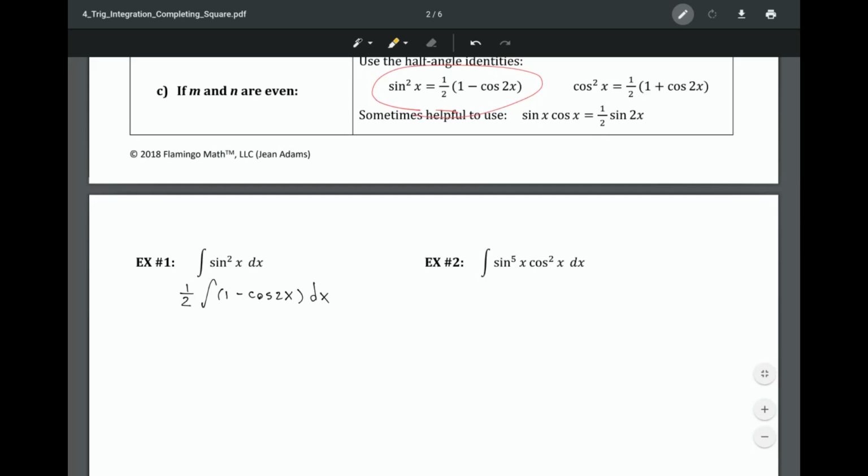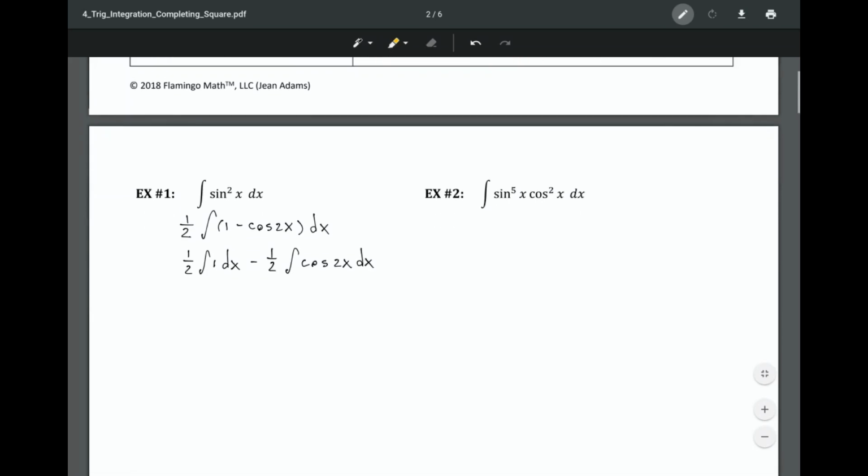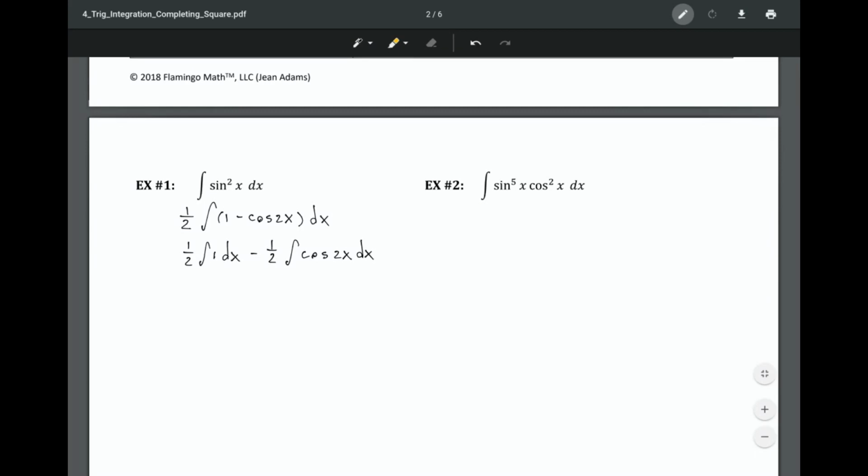If you wanted to, you can probably split this up into two different integrals, where you have 1/2 the integral of 1 dx minus 1/2 the integral of cosine of 2x dx. Some of you eventually are going to get pretty good at this, and you're not going to have to do substitution for something as simple as this. But for now, the left side is just going to be 1/2 x. That's not that big of a deal.